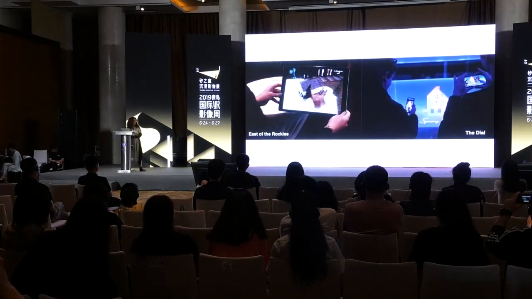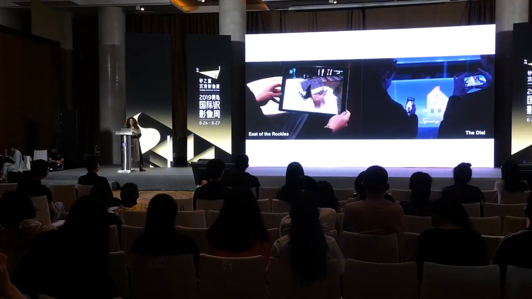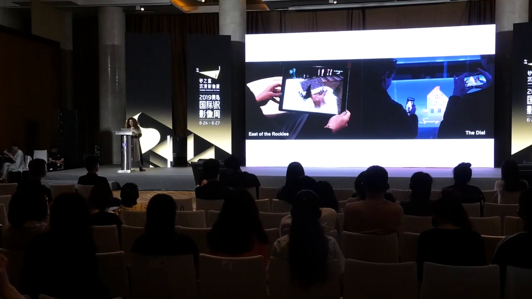But in terms of quality storytelling, I think there haven't been that many projects that have come out. But I just wanted to underline two recent examples that appeared in festivals. So first, The Dial by Peter Flaherty, which was shown in Sundance last January, which uses projections as well as augmented reality to stage a mystery.